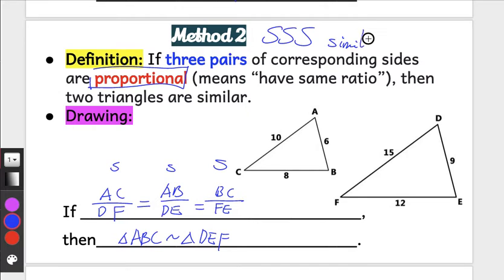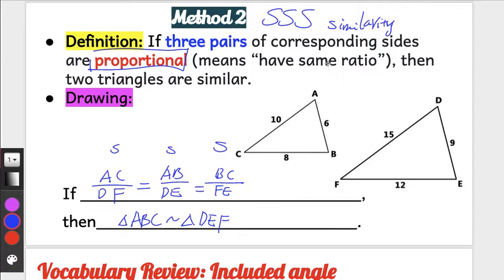Please pay special attention to SSS similarity, which is different from SSS in congruence. We know there is another method called SSS, but in that case, we need 3 pairs of corresponding sides to be exactly the same. But for this one, in order to prove similar, we need them to be proportional.